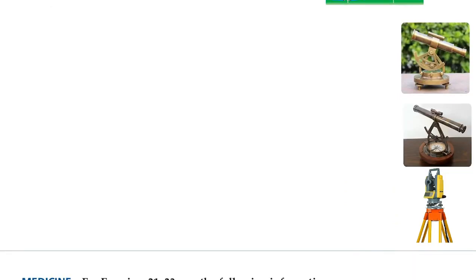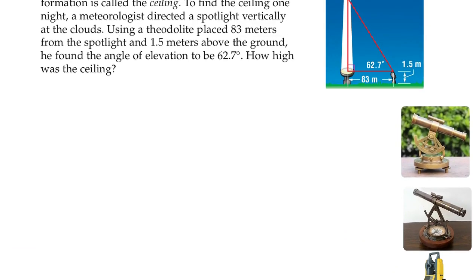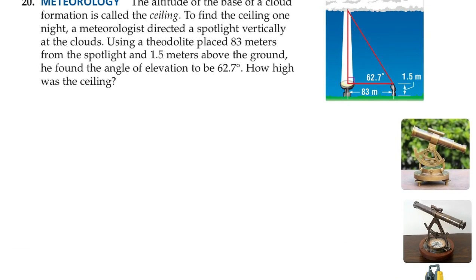Modern day, you see the guys at the side of the road using these, and they're laser calibrated to be insanely precise. All right, so anyways, using a theodolite 83 meters away, they measured an angle of elevation of 62.7 degrees. And then also, it's not sitting on the ground, right? It's above the ground a little bit. So the idea here is, how tall is that?